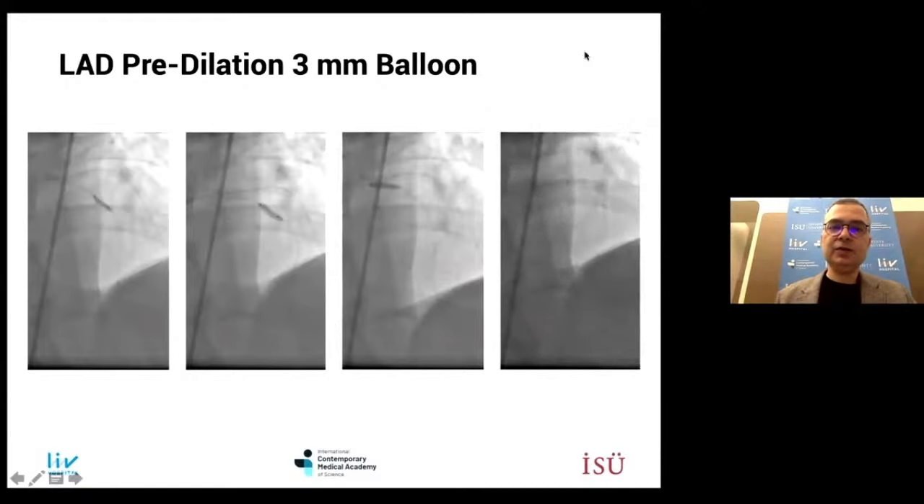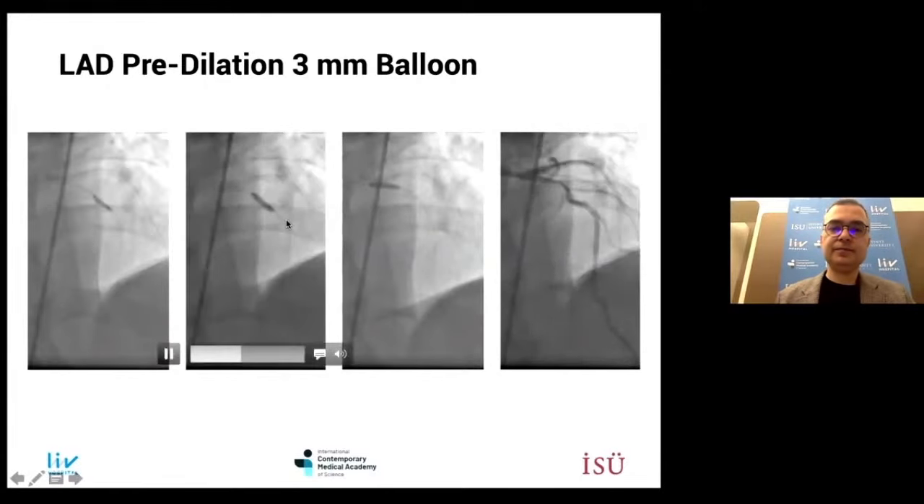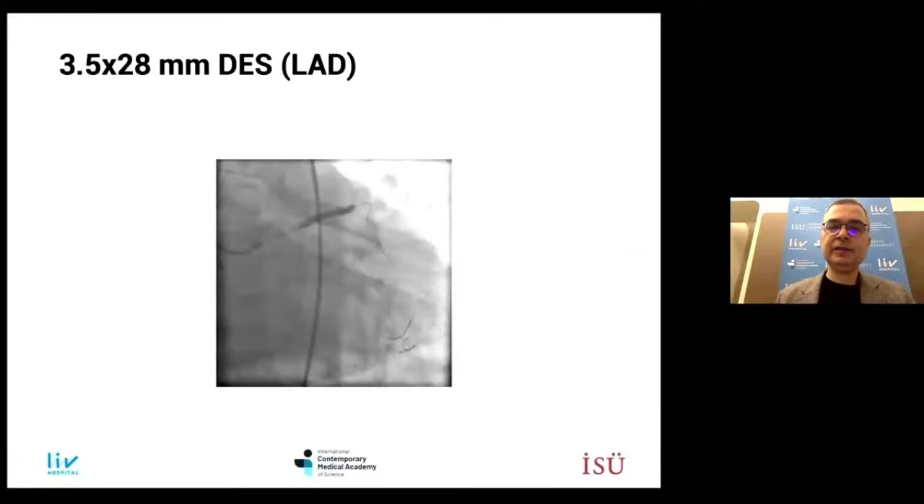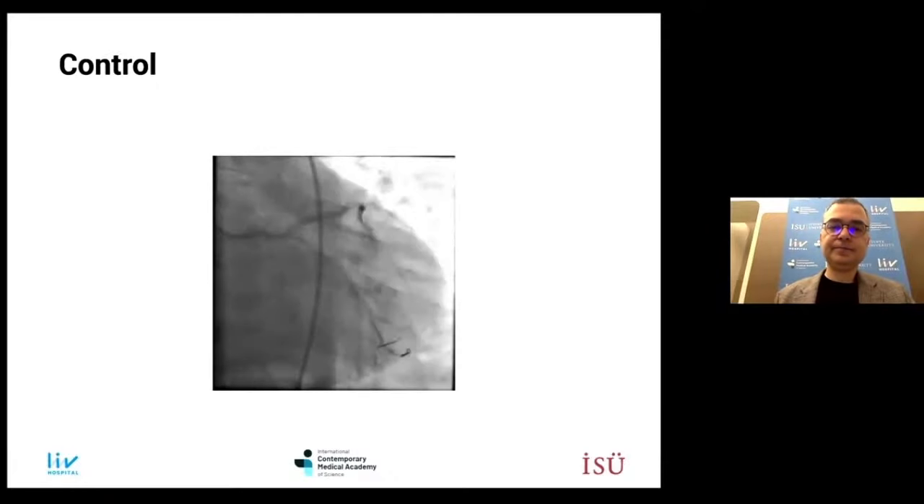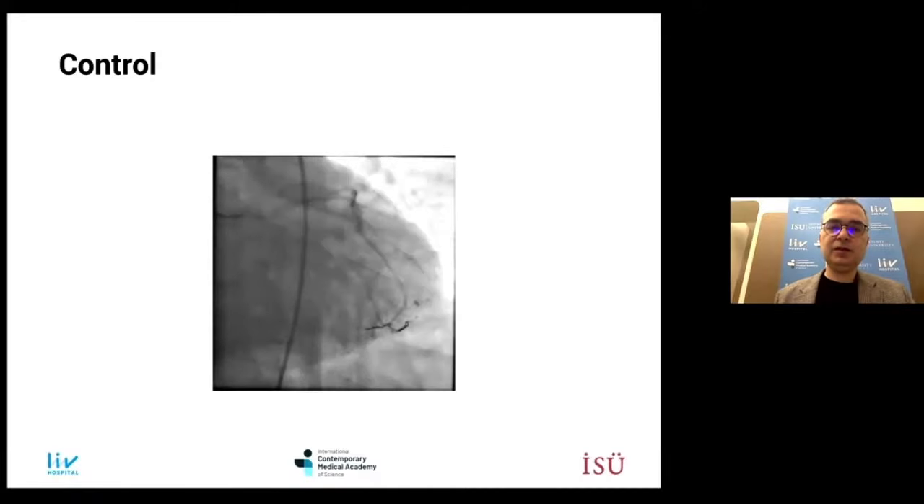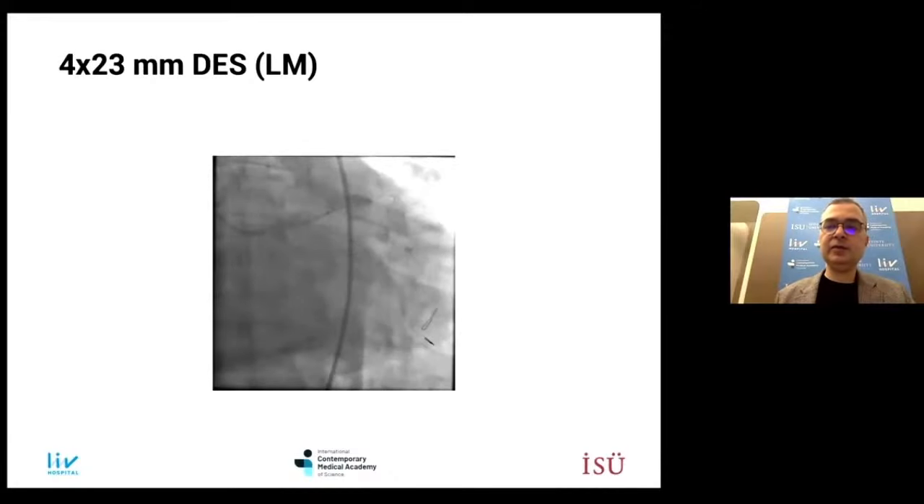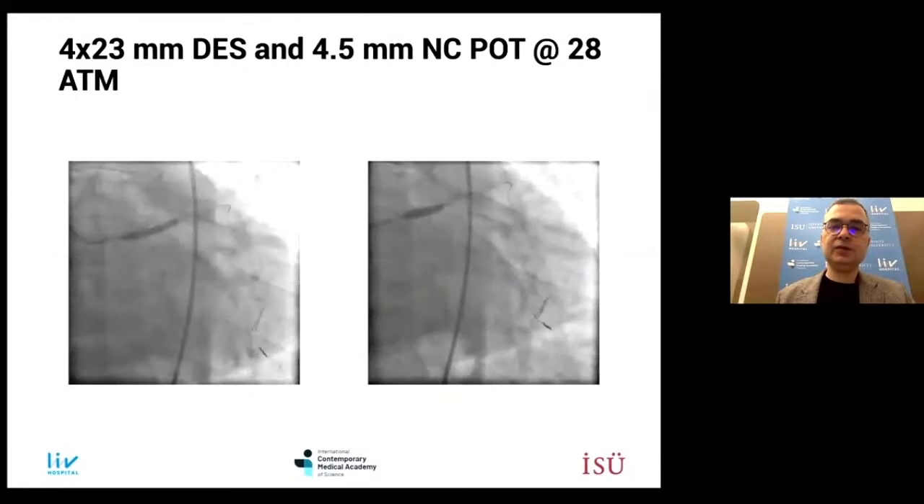Here you see the pre-dilation of the LAD with a 3 millimeter balloon, and I also want to draw your attention that we have a guide wire on the diagonal branch. After that, we implanted a 3.5 by 28 millimeter drug-eluting stent to the LAD proximal segment. This was the result. This stent was placed on the LAD proximal and we still had the problem in the left main distal. So we chose a 4 by 23 millimeter drug-eluting stent for the left main. And it was implanted. After the implantation, we made a proximal optimization with an NC balloon, which was 4.5 in diameter.